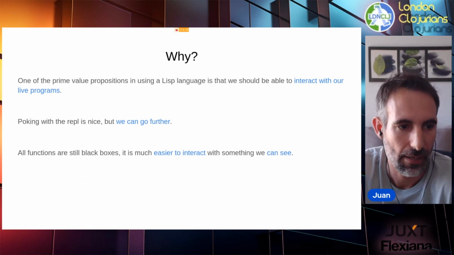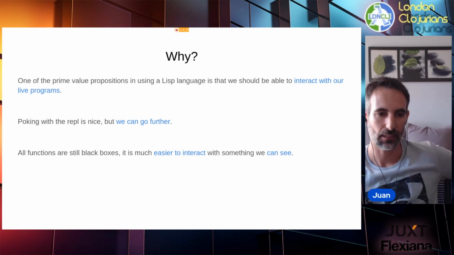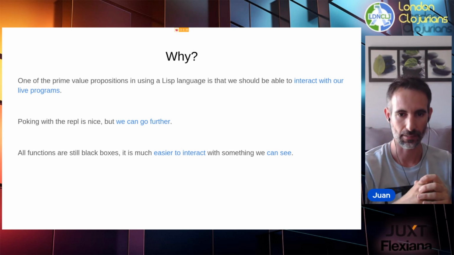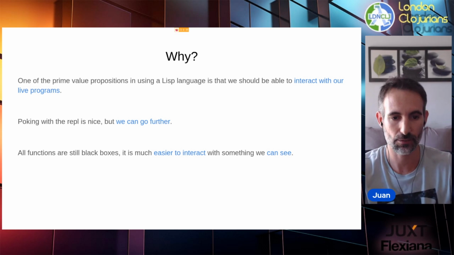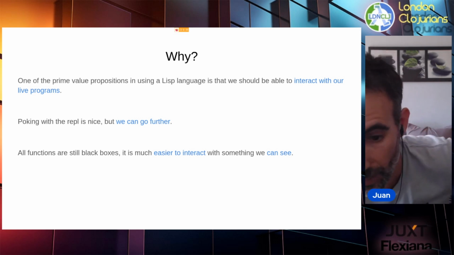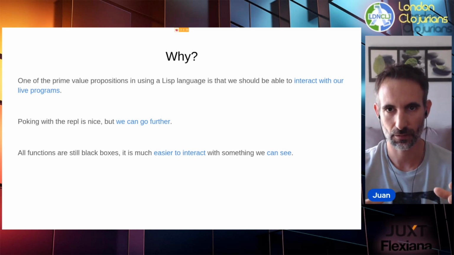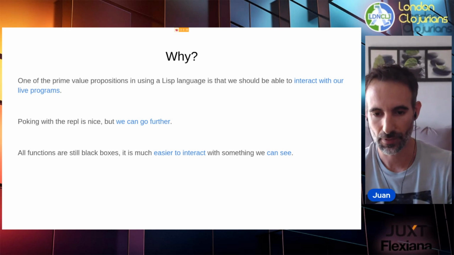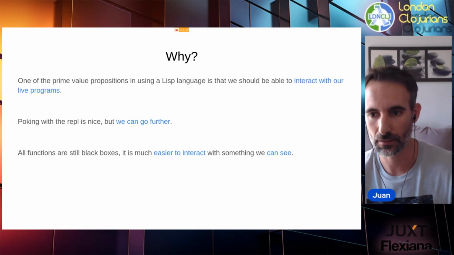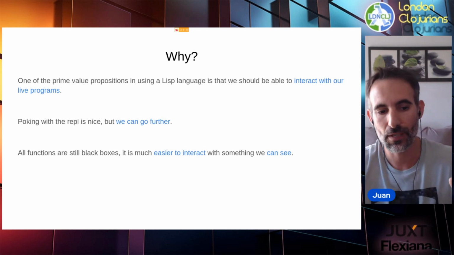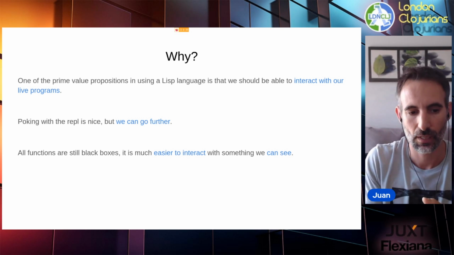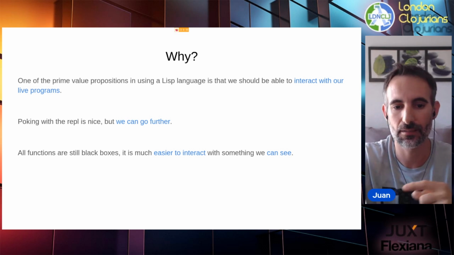So why first? I think one of the prime value propositions of using Lisp languages like Clojure is that we should be able to interact with our live program, our live process. And we can already do this with the REPL, which is nice, but I think we can go further. Currently, we can fire a function on the REPL. If we want to try some subpart of our system, we can run a function that will fire a bunch of other functions, and we can check the return value, or we can see some side effects and stuff like that. But all functions for us are still black boxes. And if the return value is not what you want, it's hard to know why, so you just get to look at the code or run subparts of it, or stuff like that.